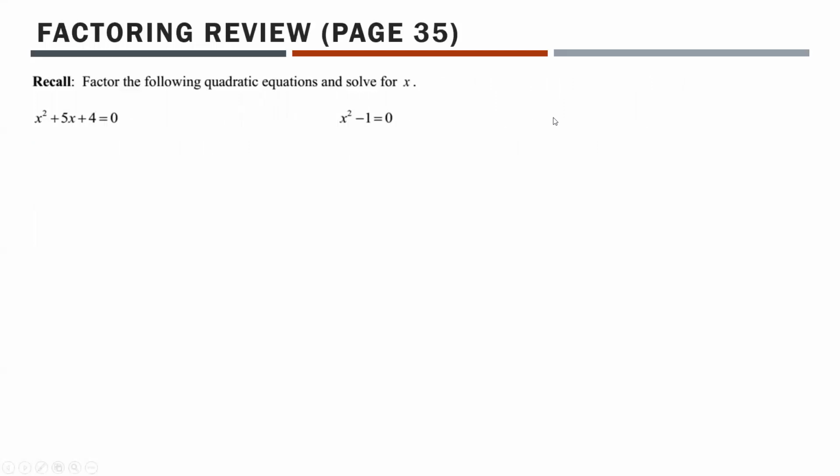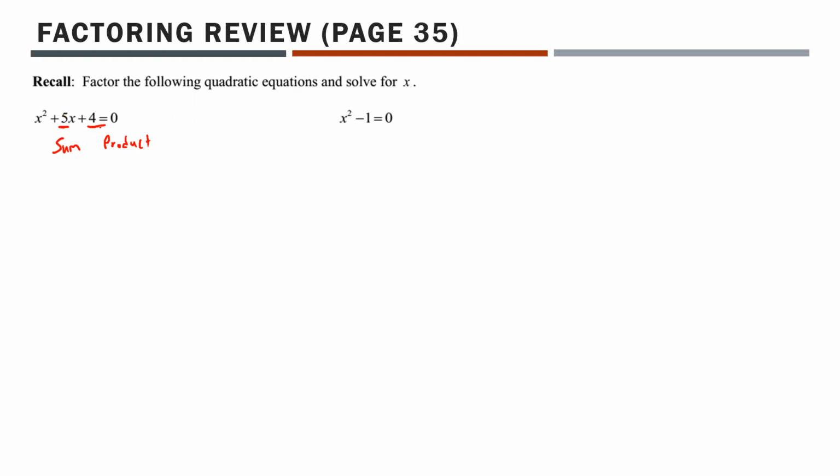So on page 35, some factoring review. Recall, factor the following quadratic equations and solve for x. So this first one here on the left, x squared plus 5x plus 4, that's a very classic sum product rule kind of question. How we deal with this is the number attached to the x is your sum, and the number on its own is your product. So we're looking for two numbers that have a sum of 5 and a product of 4.